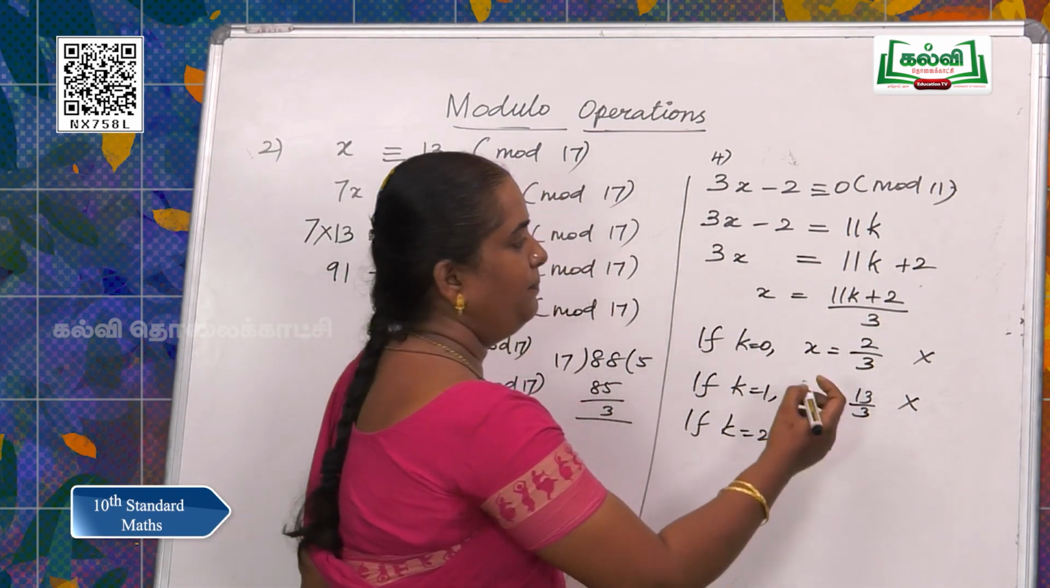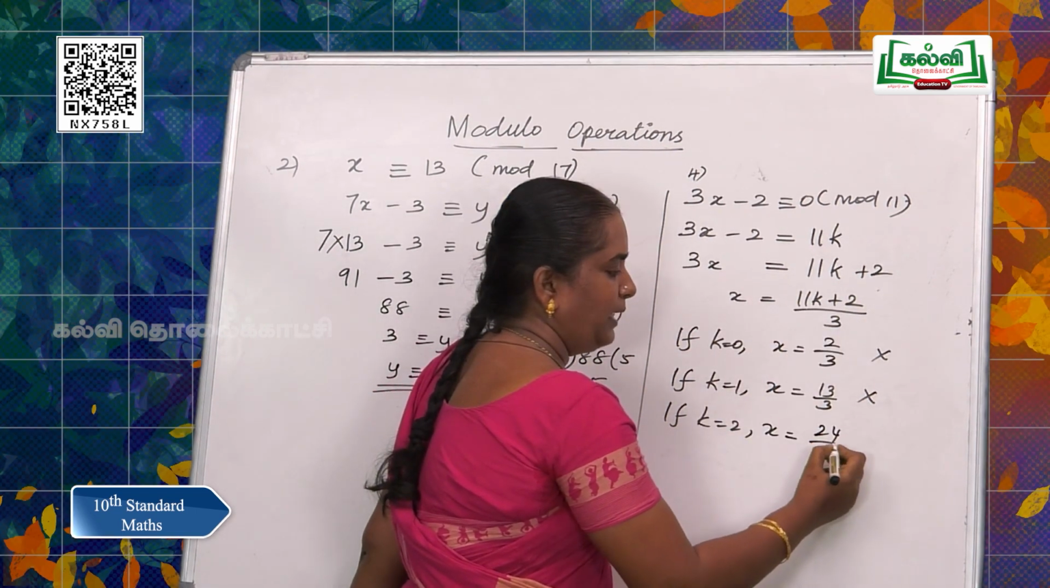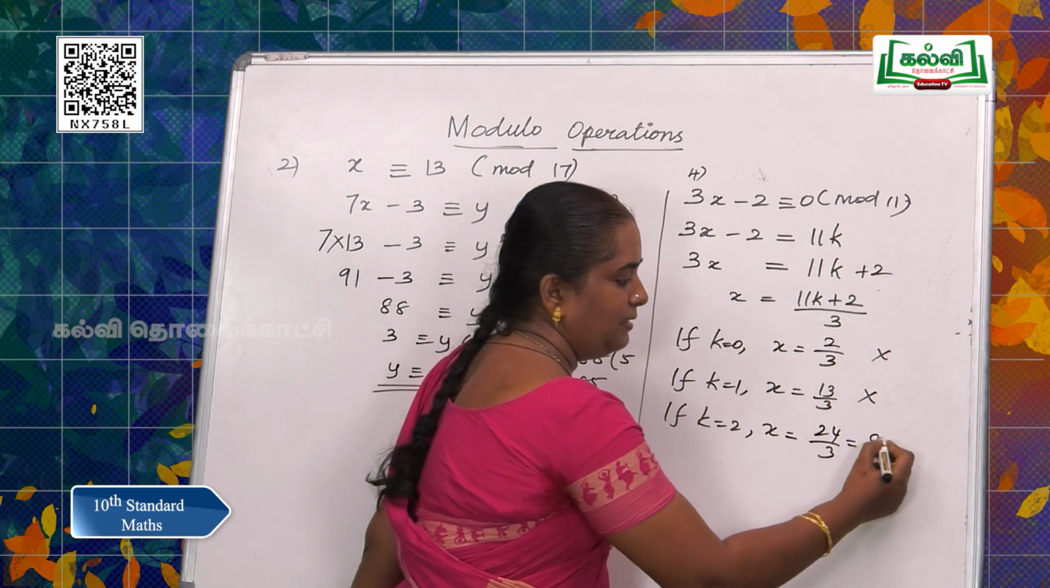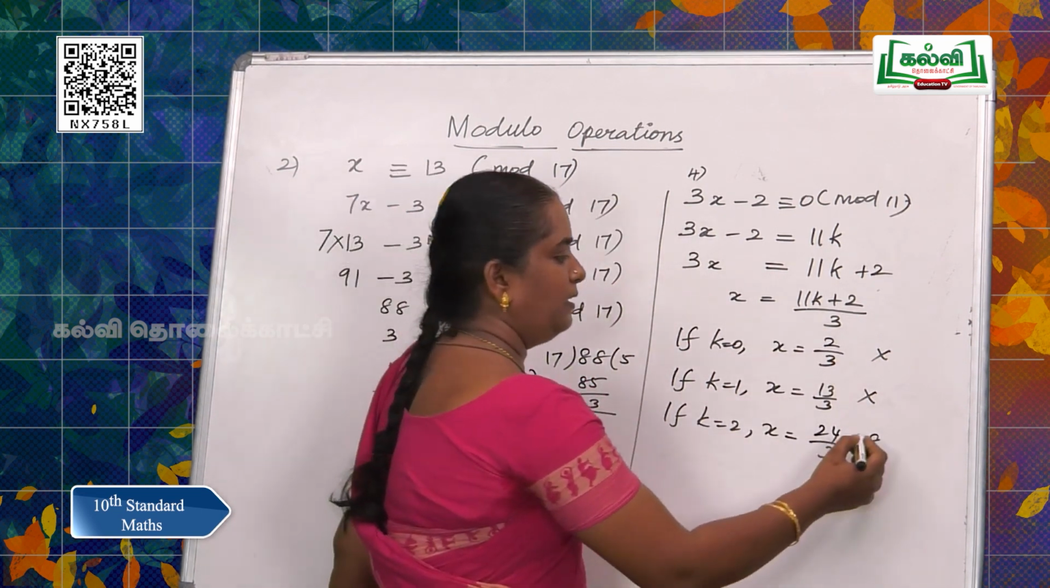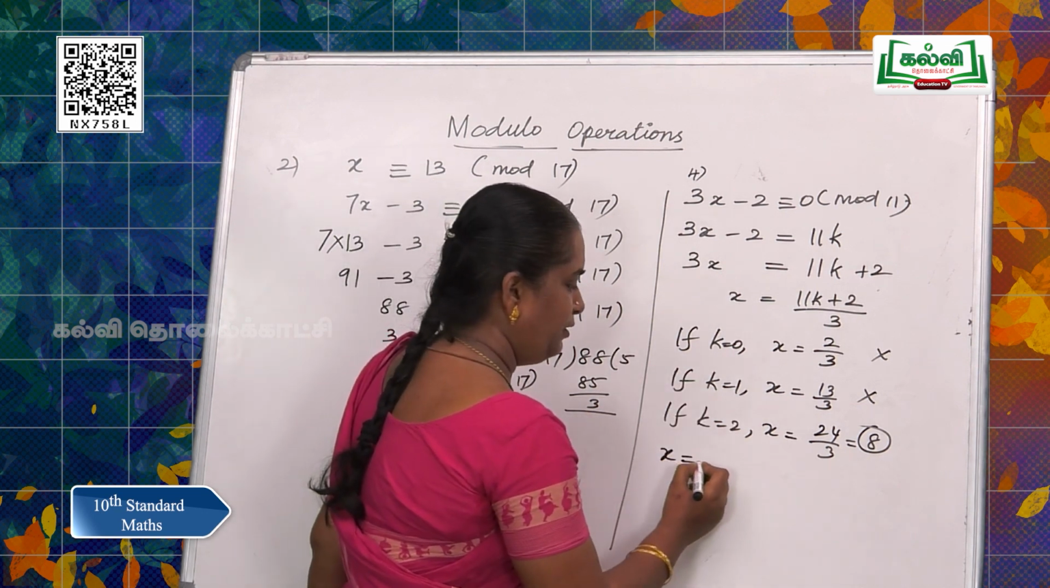Yes, see, k is 2. 2 into 11 is 22 plus 2 is 24 by 3. Yes, that is 8. So, we have got an integer. So, let us stop here. x is equal to 8.